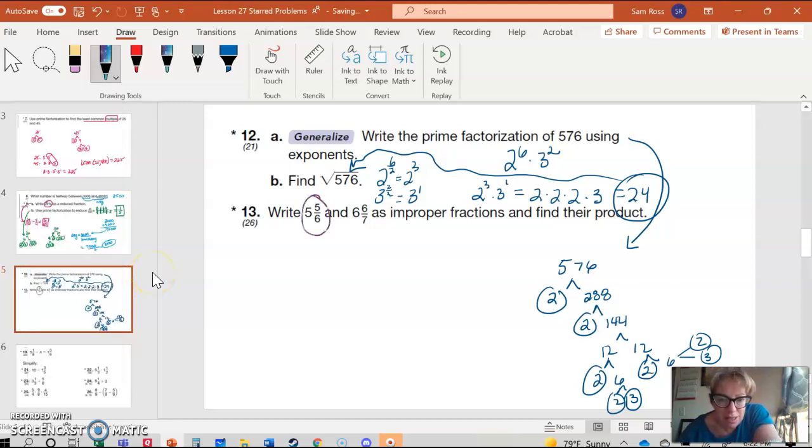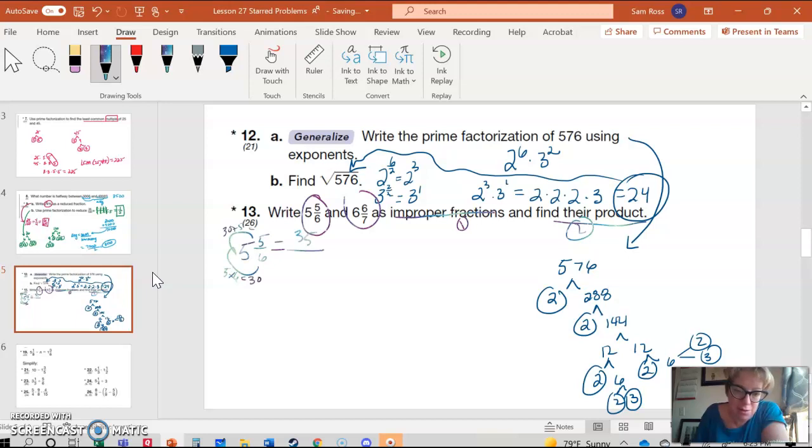Write this and this as improper fractions and find their product. So this is like step 1 and step 2. We're going to have to popcorn them. So here's our popcorn. 6 times 5 is 30. 30 plus 5 is 35, all over 6. And then 6 and 6/7 when I popcorn that: 6 times 7 is 42. 42 plus 6 is 48. So I get 48 all over 7.